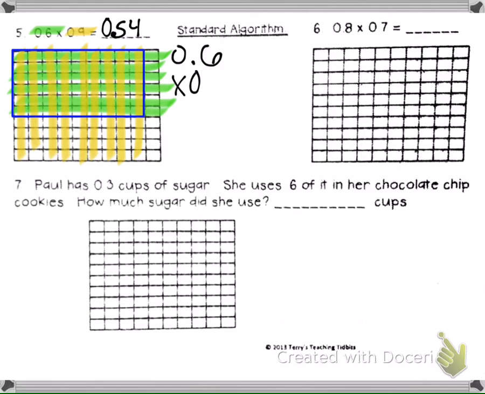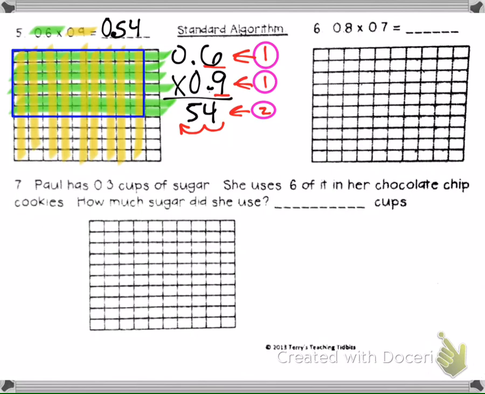So 6/10 times 9/10, and 6 times 9 is 54. Bubble, bubble, bubble. 1 for my first bubble, 1 for my second bubble, and 2 for my third bubble when I add them together. Move the decimal twice to the left, because that's what the last bubble tells me. And my answer is 54 hundredths, which does match.